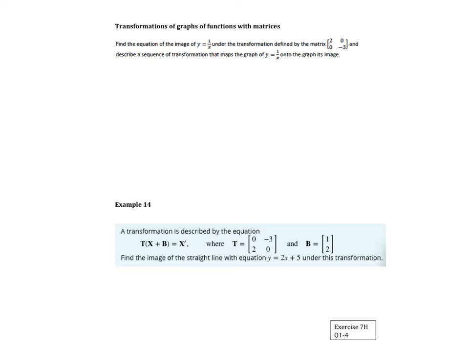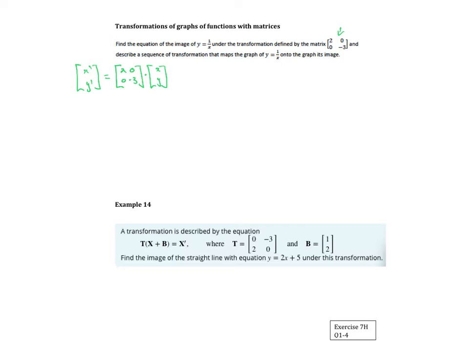So we might be able to describe the sequence of transformations here. So what we do is, this is why we did all this x dash y dash stuff at the start. X dash y dash is equal to the transformation 2, 0, 0, -3, which is then applied to just the point xy.